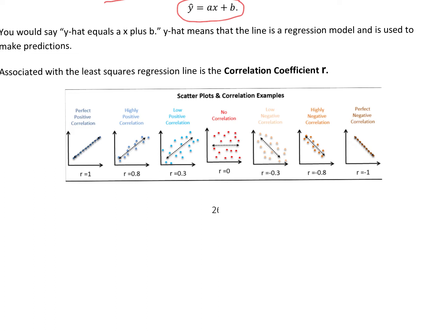Between that, right in the middle, is a scatter plot that really doesn't show any correlation. That R value is going to be 0. And then we can see that depending on how strong our relationship, how close the ordered pairs are to a perfect line, an R value close to 1 or -1 is a strong correlation, and an R value close to 0 is a low correlation, or not very strong, we would say a weak correlation.